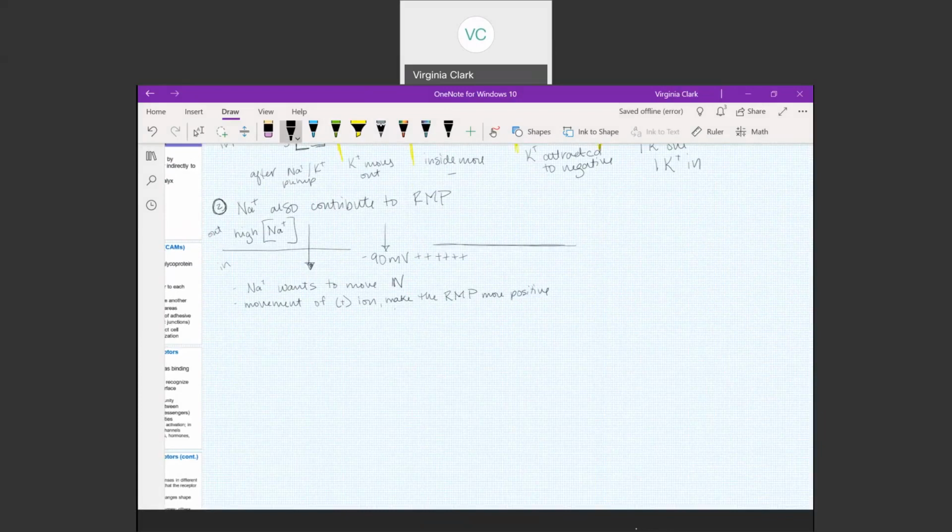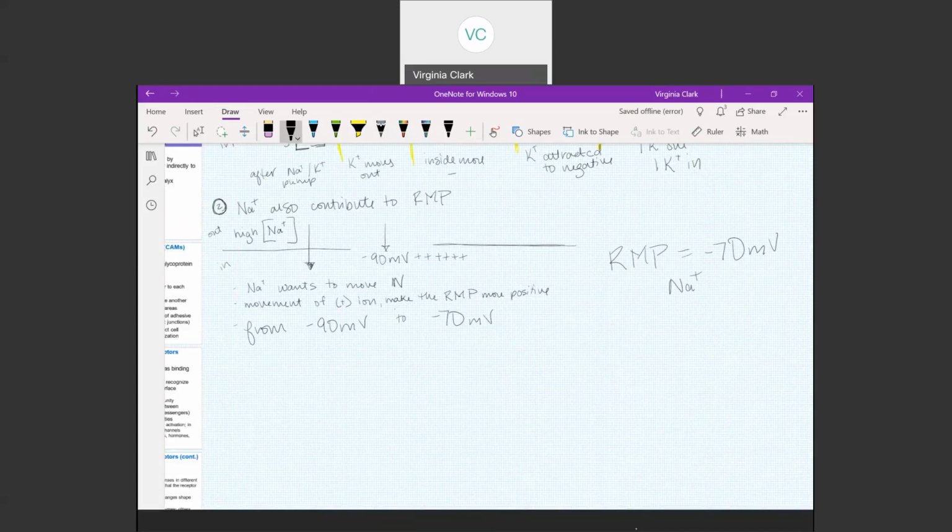So it's going to go from negative 90 millivolts to negative 70 millivolts. So the resting membrane potential due to sodium ions is negative 70 millivolts because we have added more positive ions inside the cell.